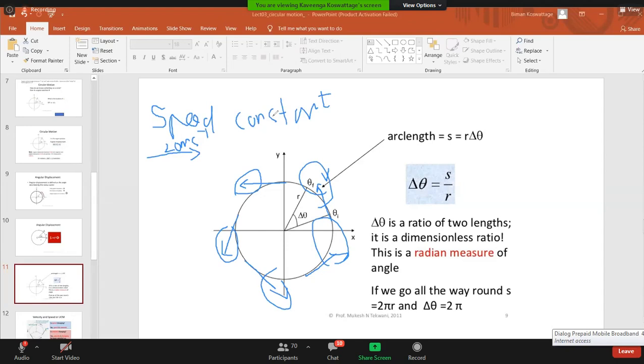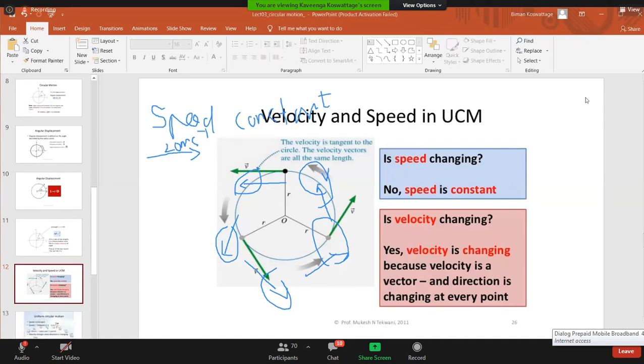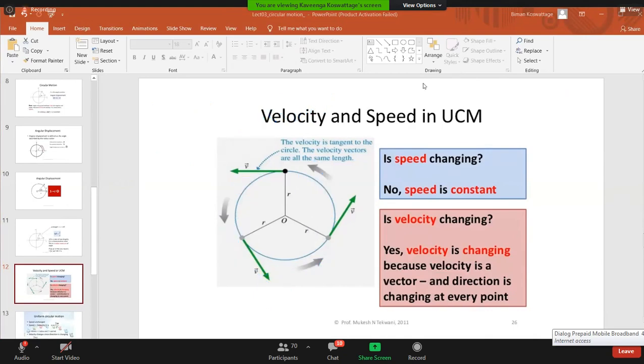We are talking about magnitude as well as direction. So it means that direction is changing. The value itself is not changing. However, velocity is changing because of the changing of the direction, right? So please write that one. And in the next slide, I have clearly mentioned this. UCM means uniform circular motion, and in the case of uniform circular motion, speed is constant, but velocity is changing. So please write this in your notebook.